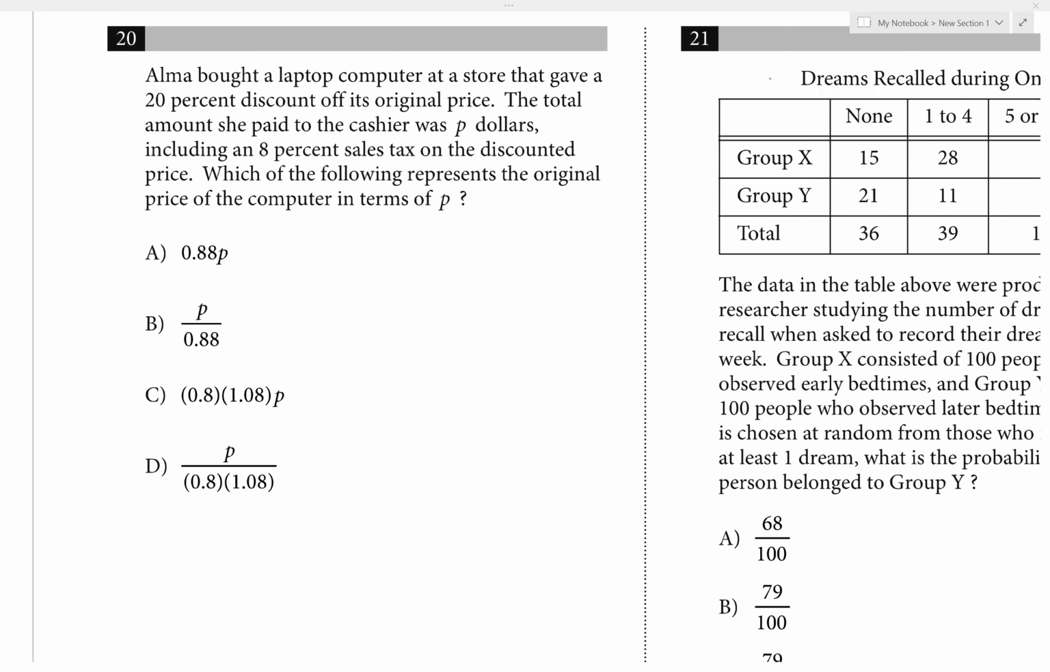And number 20, Elma bought a laptop computer at a store that gave a 20% discount off its original price. The total amount she paid to the cashier was P dollars, including an 8% sales tax on the discounted price. Which of the following represents the original price of the computer in terms of P?